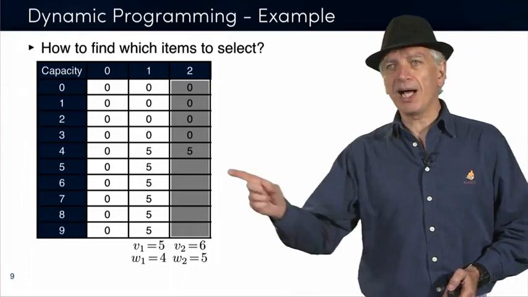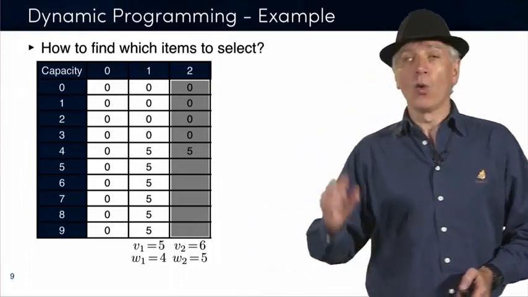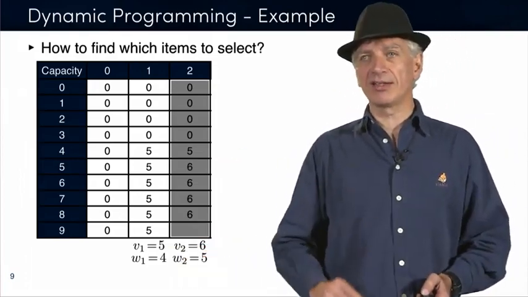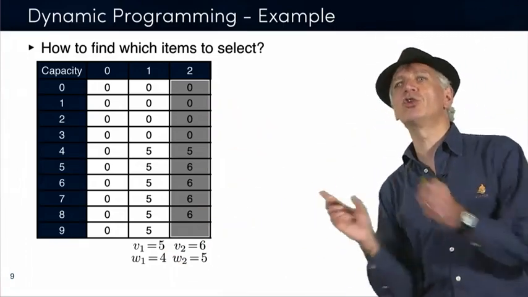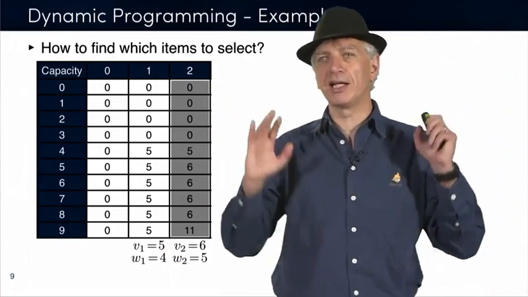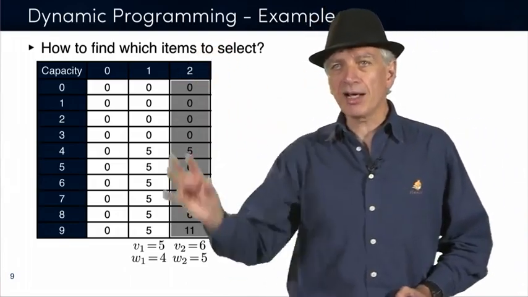Okay? When the capacity is 5, what do you get? Well, you can select the second item, which is more valuable. Okay? And that's what you get there until the point where the 2 items actually fit inside your knapsack and you get a value of 11. Okay? So that's the second column.